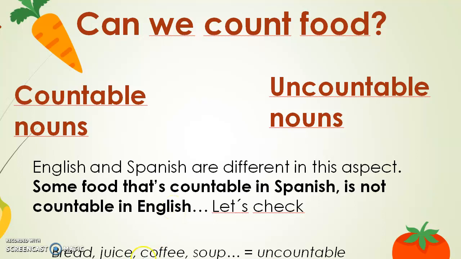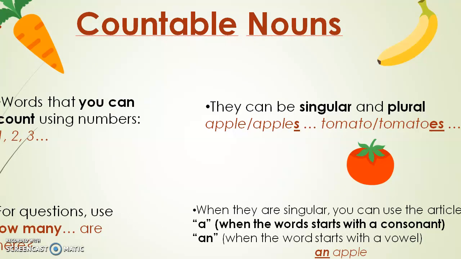So let's check. For example, here, bread. Remember, what is bread? Pan. We have juice, jugo, coffee, soup, sopa. It's very common that we can count them in Spanish, right? Un pan, dos panes, un jugo, tres jugos, un café, tres cafés, una sopa, dos sopas, right? In Spanish, it's possible, but in English, it's not. So I'm going to explain a little bit more in detail. Okay, let's start.